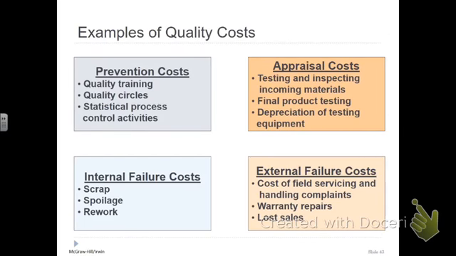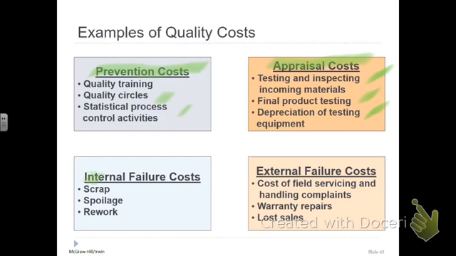So notice, here are some examples of all the various types of expenses that can fit into each of these items. Prevention costs, things like quality circles, statistical process control, and checking things to make sure there are no errors. Appraisal costs, testing and inspecting incoming materials. Sometimes it's necessary to do that. Hopefully your supplier is checking it before he ships it, but sometimes they don't. Final product testing before it goes out the door. Keep in mind you have things like depreciation on your testing equipment, and you may have interest expense on your testing equipment. You may have expenses like that.